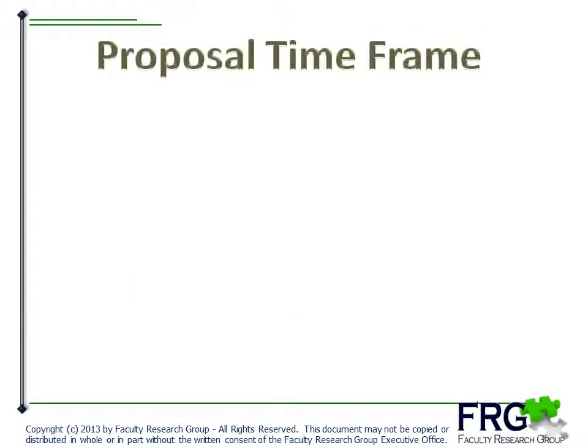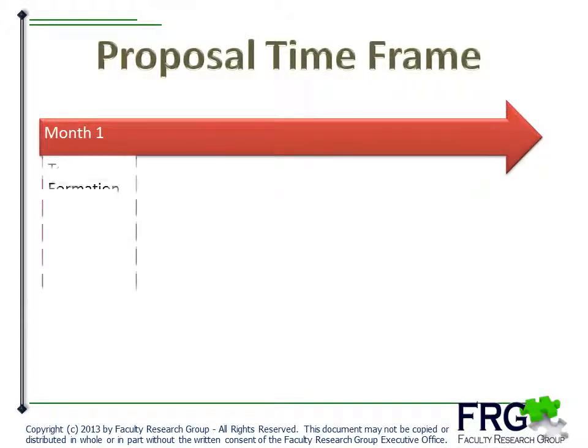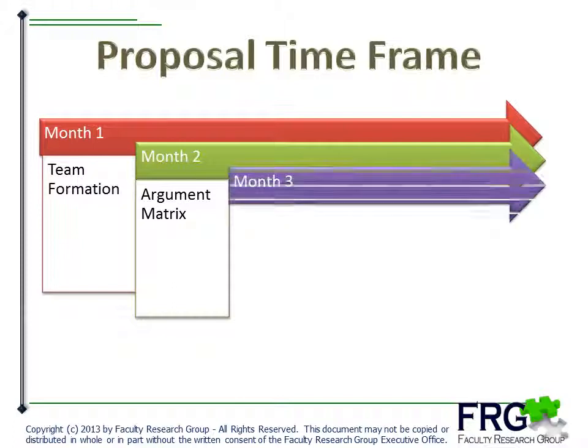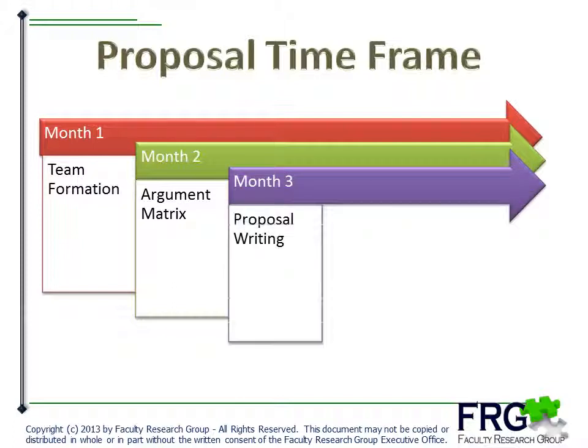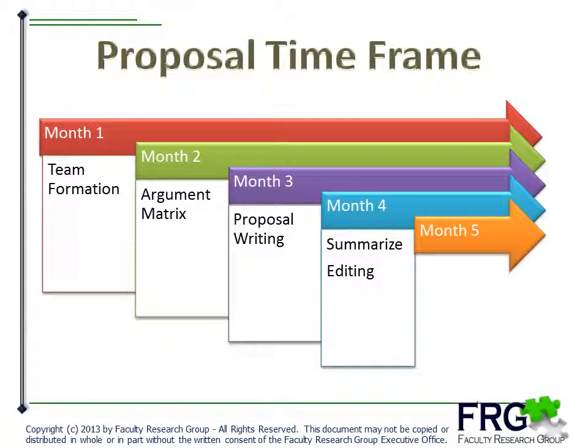The proposal time frame should normally take 5 months. The first month is the team formation, such as developing the team charter. The second month is when you work on the argument matrix. Please note there is another training video on the argument matrix process. The third month is the writing of the proposal. The fourth month is when the team will summarize and edit the proposal. The proposal approval process should begin in the 5th month.